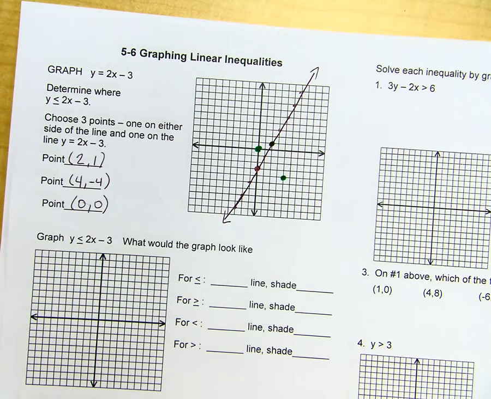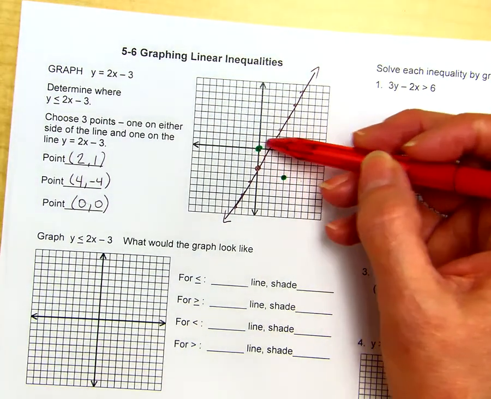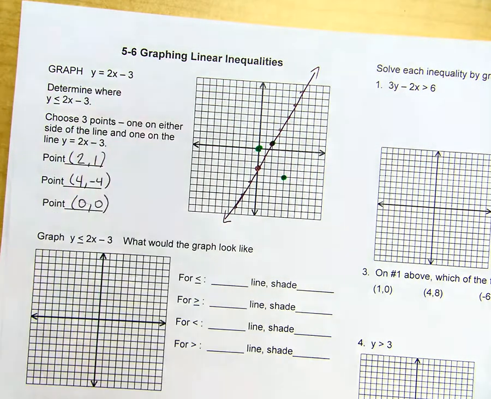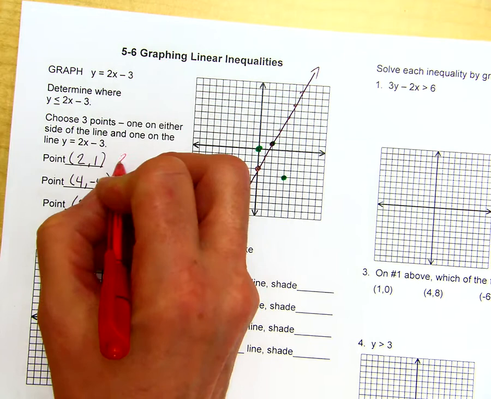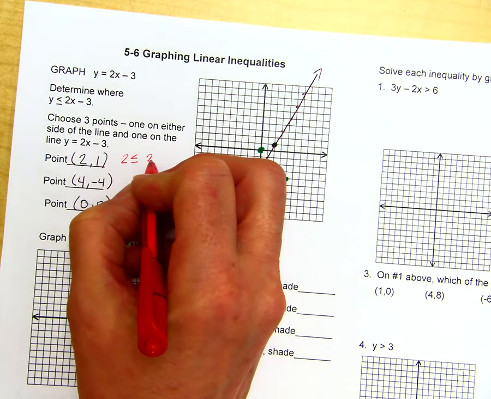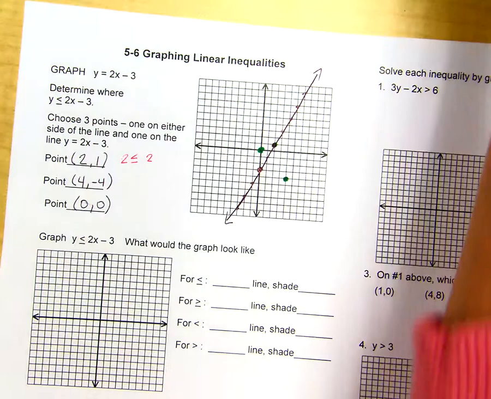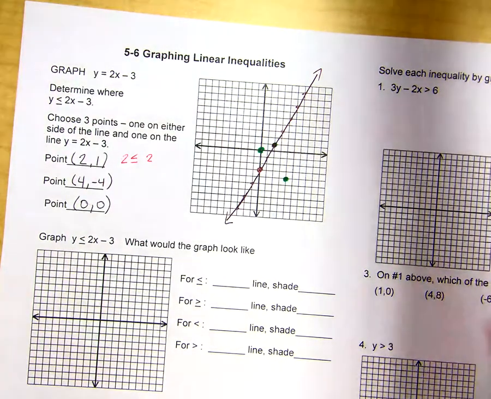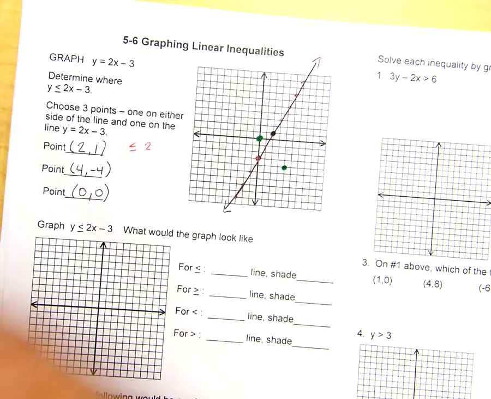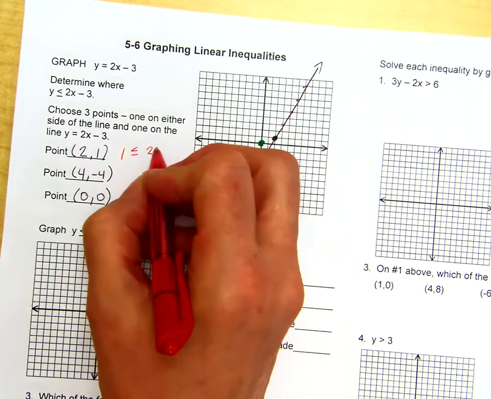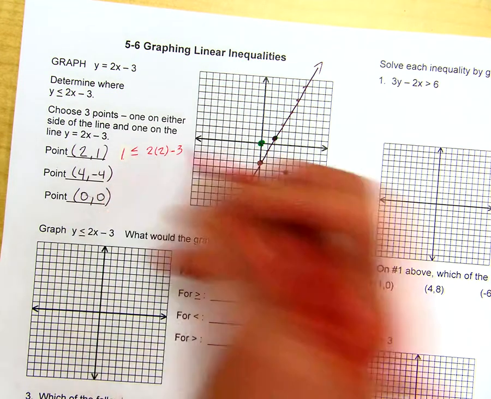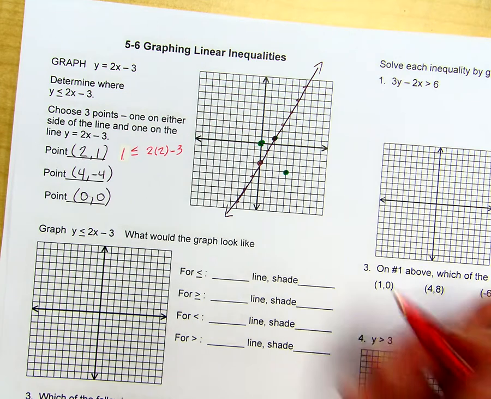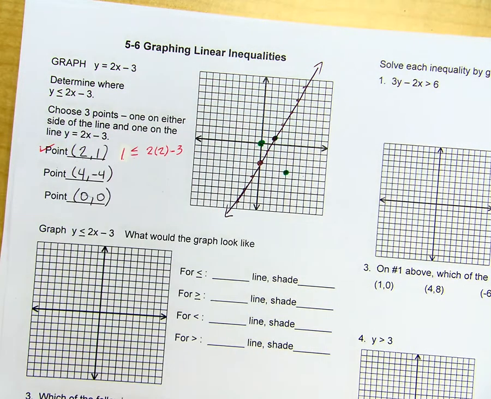So what you're supposed to do at this point is substitute these 3-point values into the inequality. So where y is 1 and x is 2, so is 1 less than or equal to 2 times 2 minus 3? Sorry, I said 2 but the y value is 1. So that means is 1 less than or equal to 1? And is that true or false? That would be true because it is equal to.